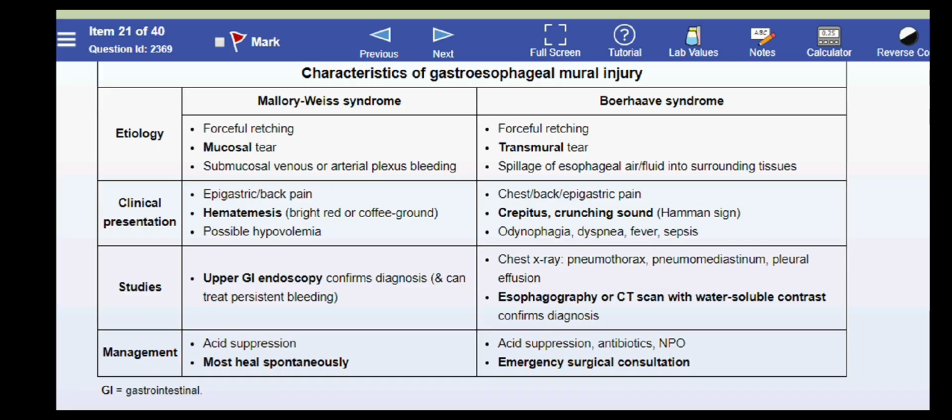What should we do? If we do a chest X-ray, we could see pneumothorax, pneumomediastinum, pleural effusion. If we do a CT scan, we'll confirm the diagnosis; we will see the tear. What should we do? Emergency surgical consultation, NPO, antibiotics, acid suppression. But this is a very urgent case. We should do it as fast as we can.